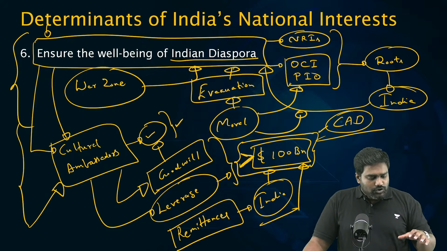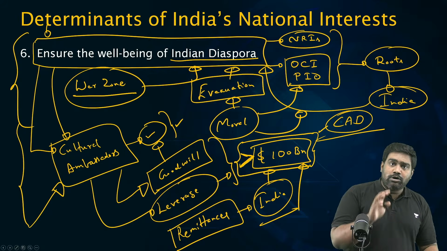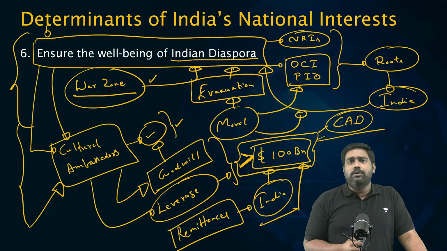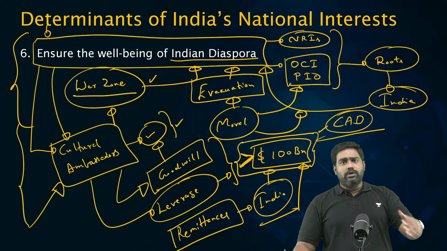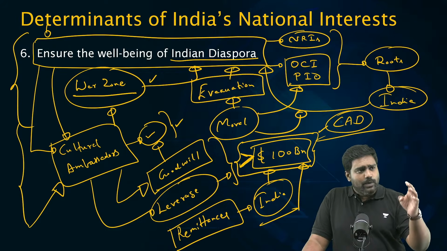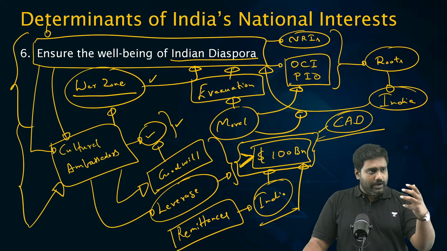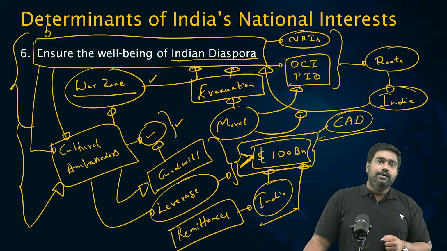Is that clear? So it's only a duty of the Indian state to protect the Indian community and ensure their overall safety and well-being. Because abroad, they might face many problems and challenges. For example, when the Ukraine war began, almost 20,000 Indian students were stuck in Ukraine. So India had to evacuate them, rescue them under Operation Ganga.